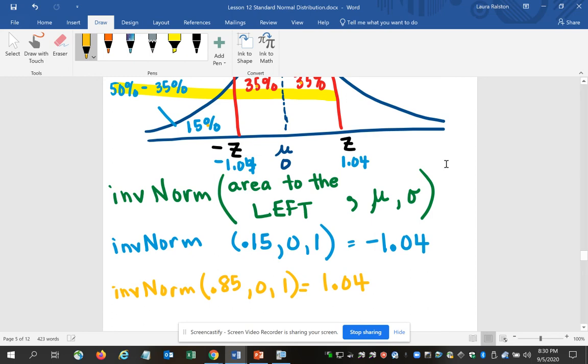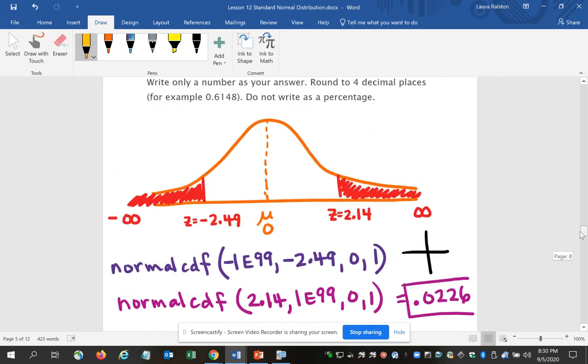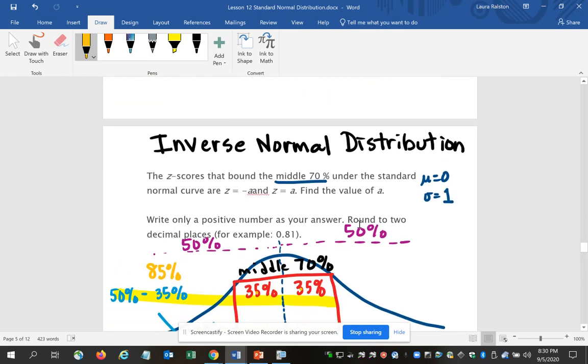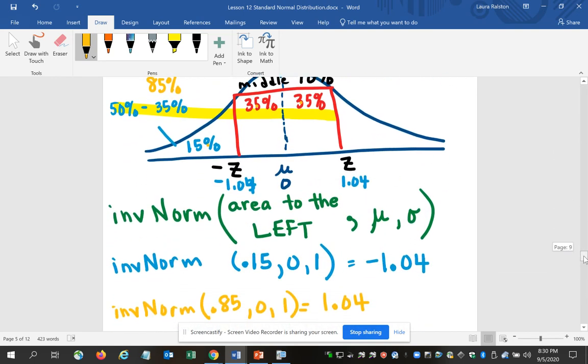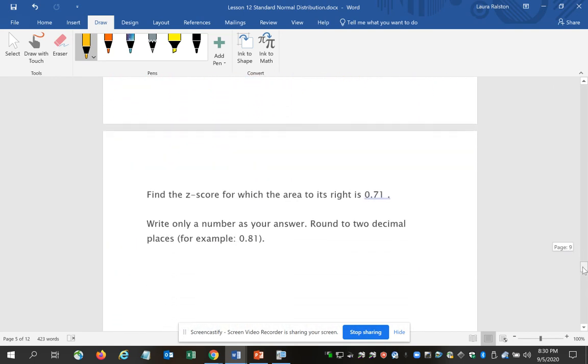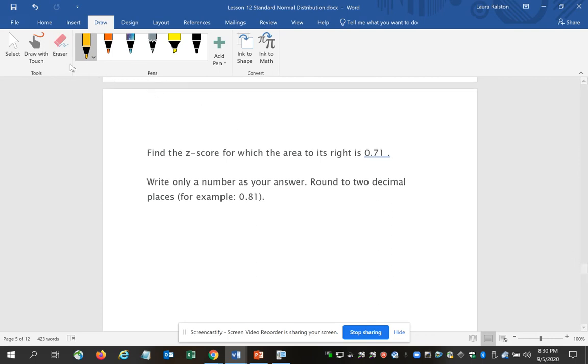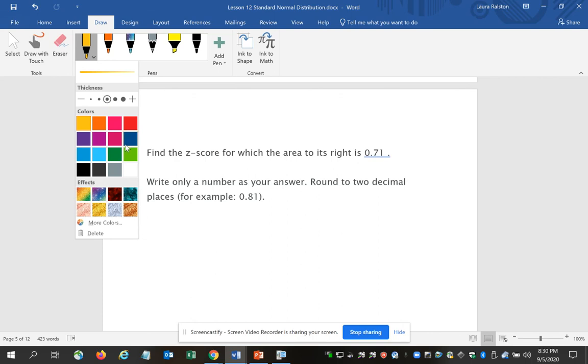And it even implies that in the question, because it says find the value of A, and it indicates that the A can be negative or it can be positive. Okay, so just be careful, guys. You got to pay attention to the wording. All right, a couple more of the inverse normal.